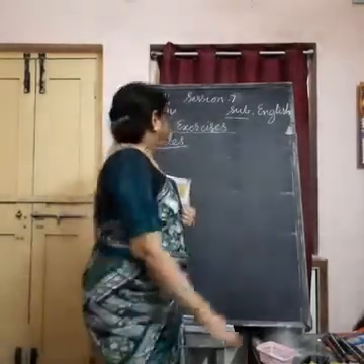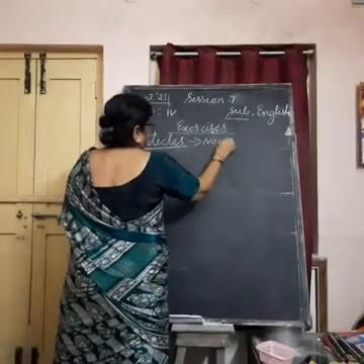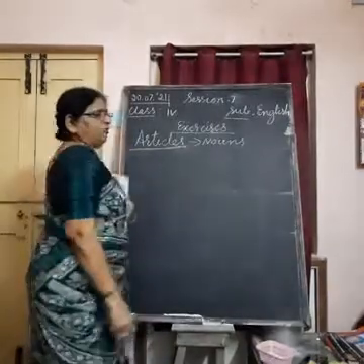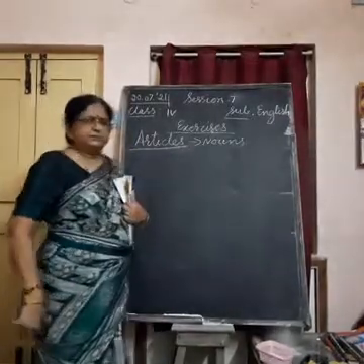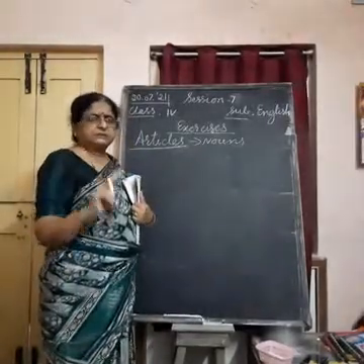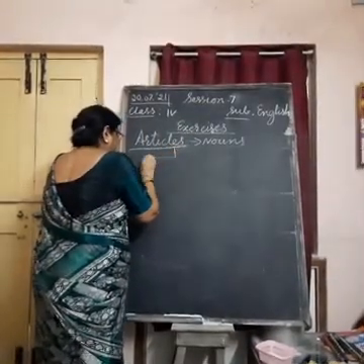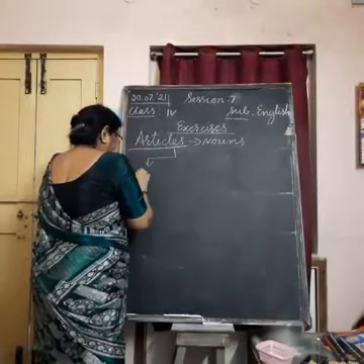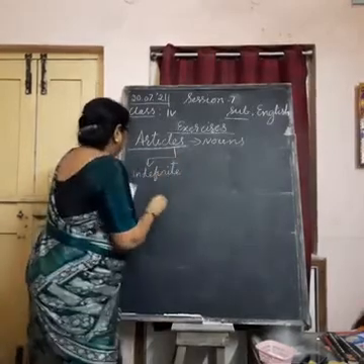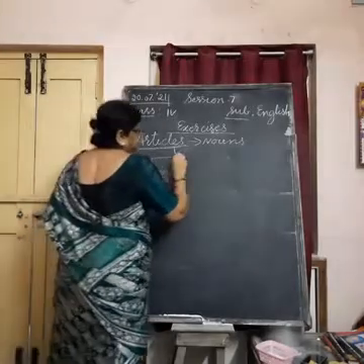So, especially these articles are used with nouns. You know already I have taught you singulars and plurals, right? So, these articles are of two types. How they are used? Let us come to next point. Articles are two types. One is called indefinite article. The other is called definite article.